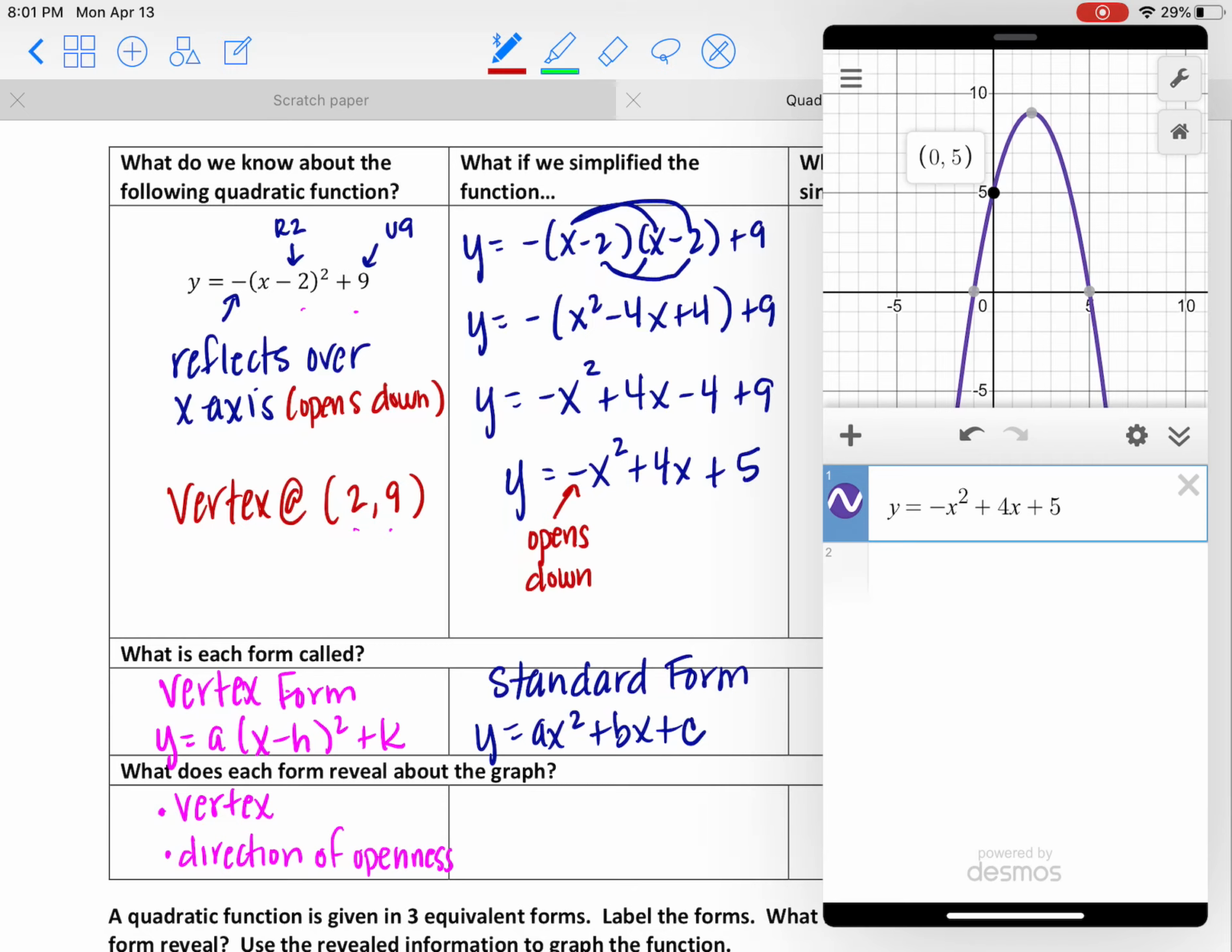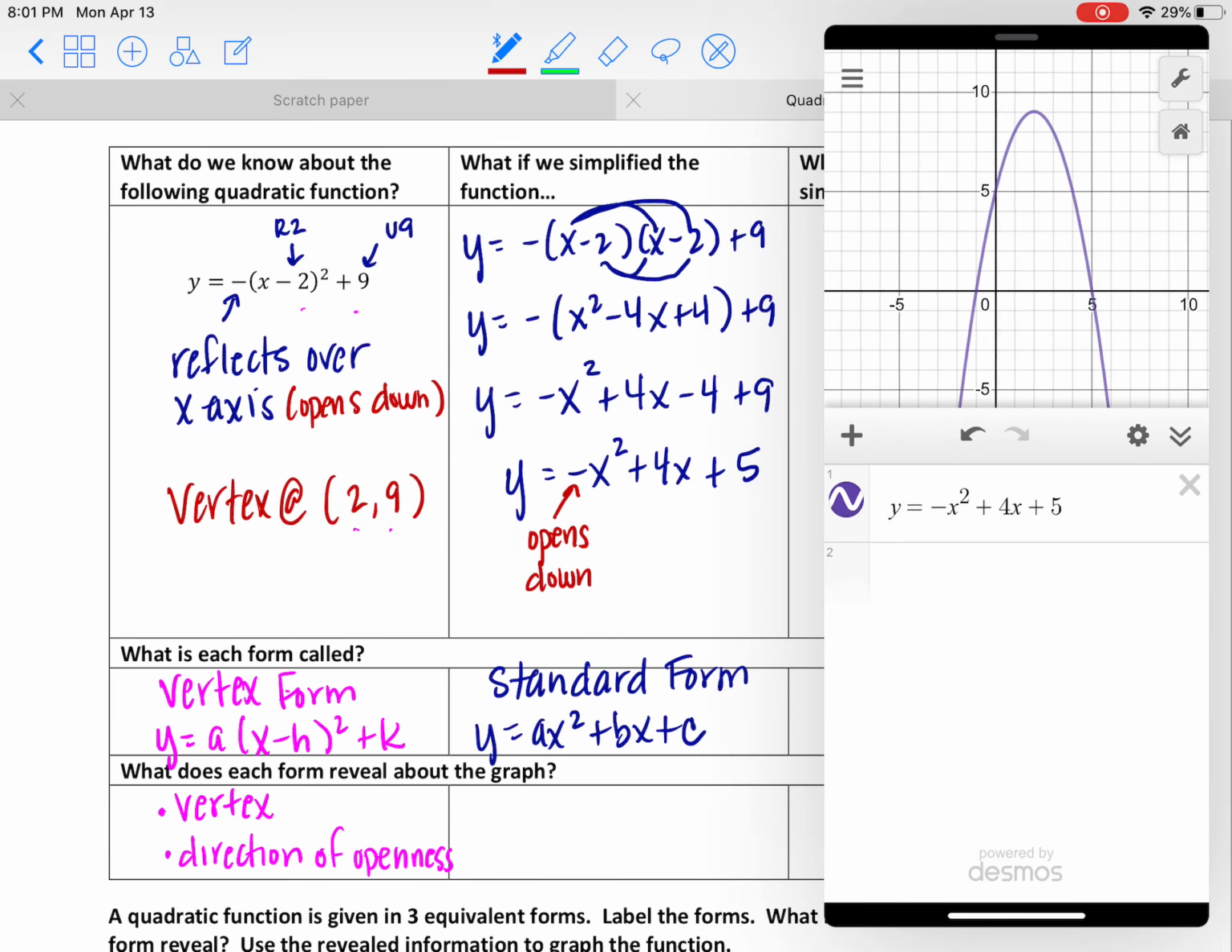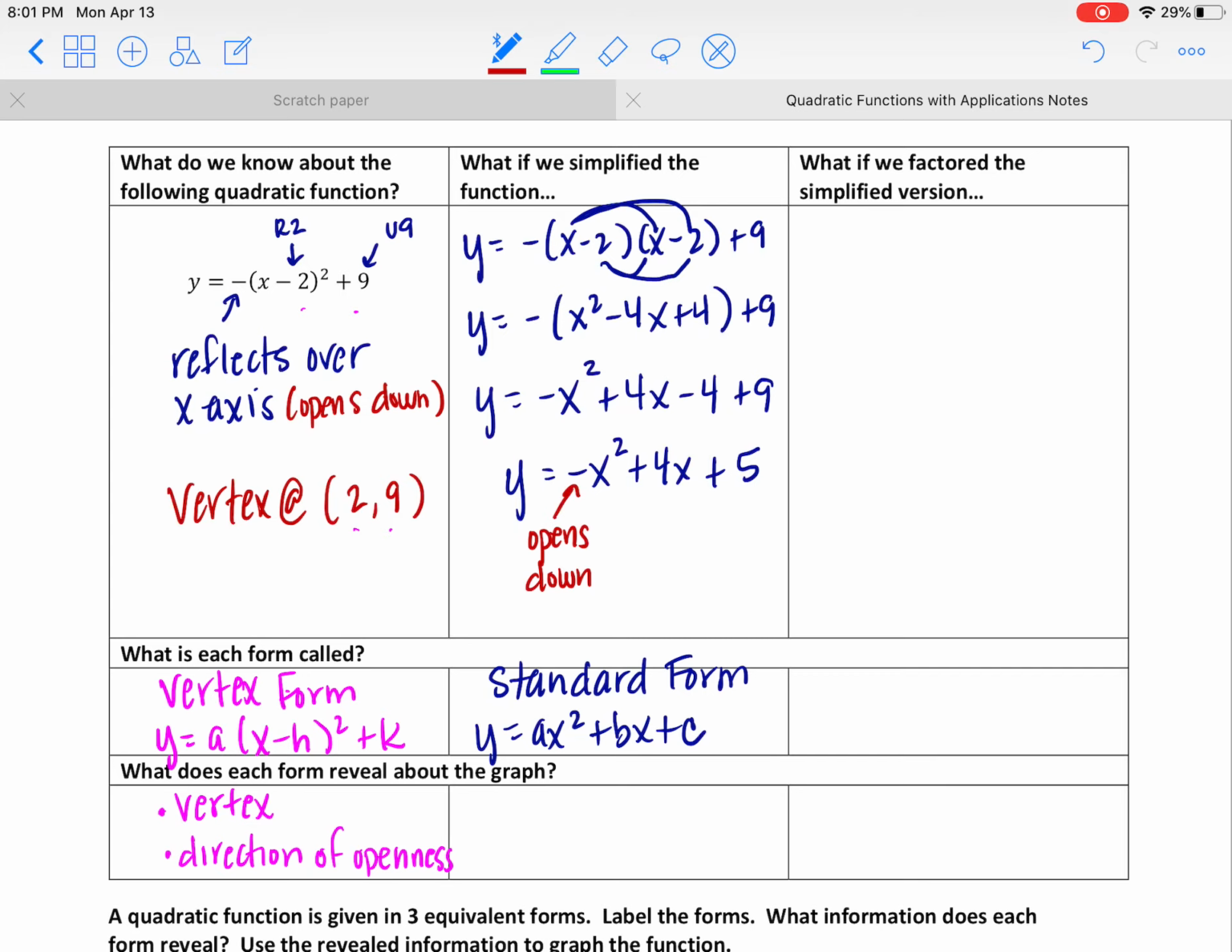Let's see, it crosses the y-axis at 5, and that is what this form tells us. When we have a y-intercept, in this case (0, 5), that means the x value is 0, okay? Think about this function. If I was to plug in a 0 for x, what would be left? The only thing that would be left would be this positive 5.